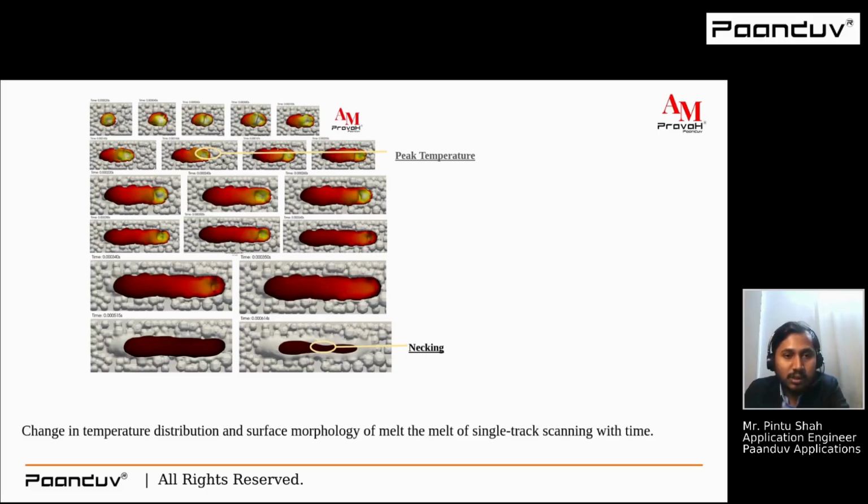In this yellow-white region you can see that the highest peak temperature is there, and you can see how the melt pool is forming, and when it solidifies you can see the necking also forming. So yes, we can say that AM PravaH can predict different kinds of defects with the change in temperature distribution and surface morphology of the melt pool, in single track scanning with time.